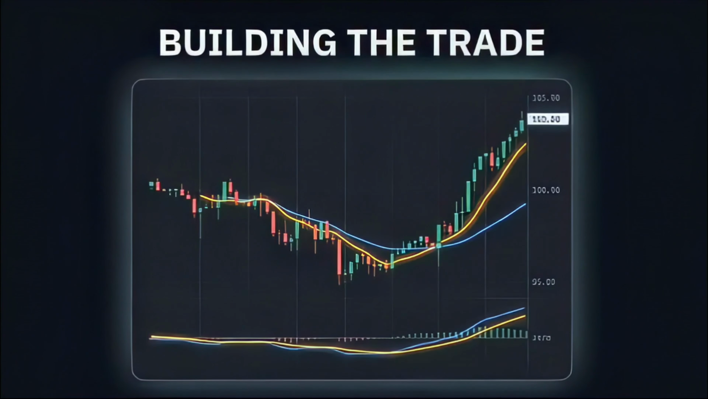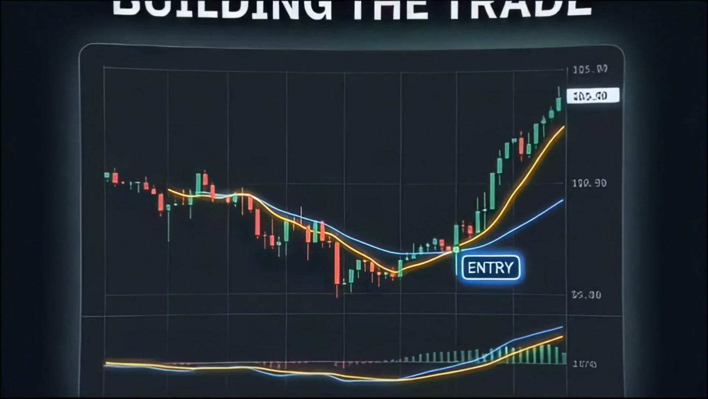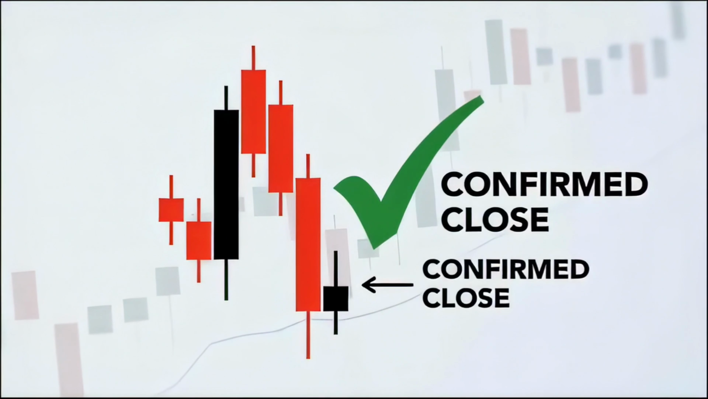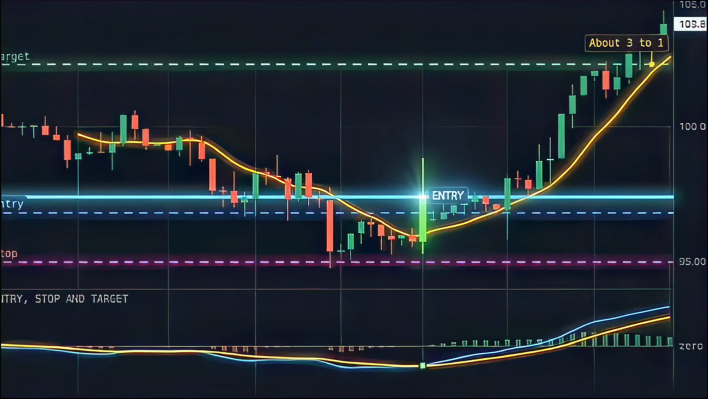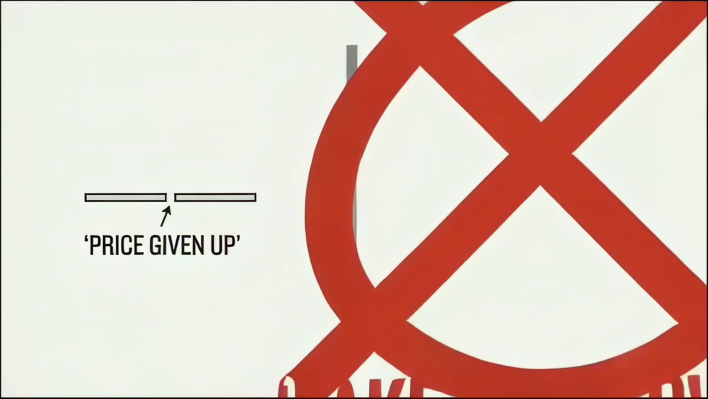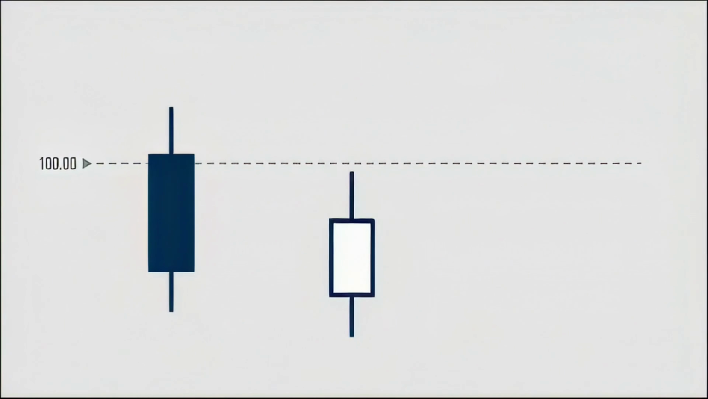Now let's build the actual trade. Your entry comes after the cross, not on it. Wait for the candle where the crossover happens to close, confirming it actually crossed, rather than teasing and snapping back. Then enter on the open of the next candle. You give up a few cents of price, and you avoid a whole category of fake crossovers that reverse within the same candle. And be strict about that.